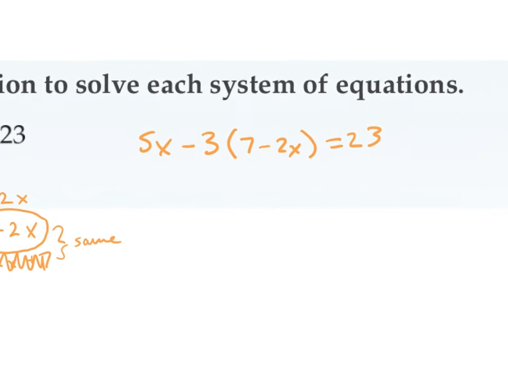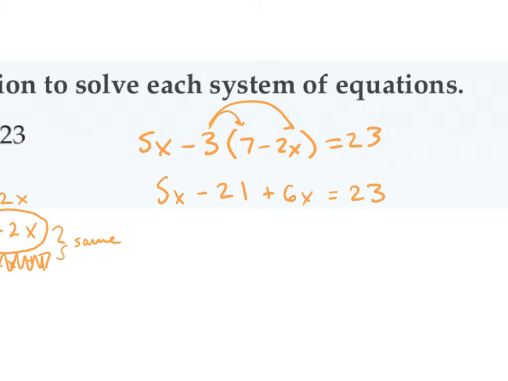Okay, so now we take this equation and we solve for x. What do we have to do first here to solve for x? Distribute, perfect. So we have 5x minus, what's 3 times 7? 21, so it's a minus 21. And then we have a negative 3 times negative 2x, plus 6x, perfect, is equal to 23.